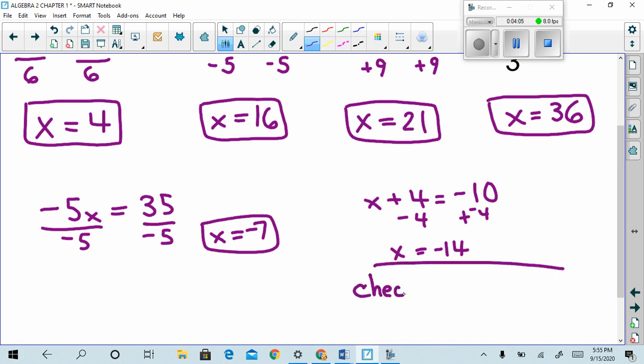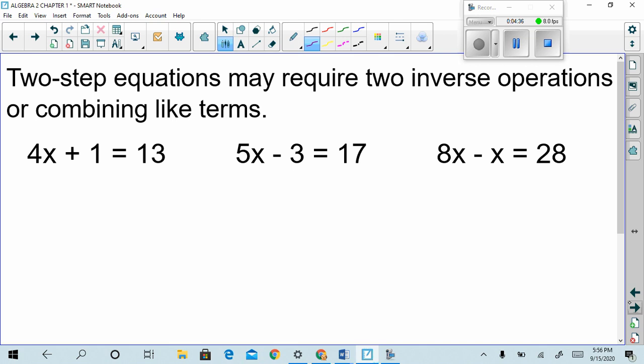To do a check, it's a substitution. Negative 14 plus 4. What does that equal? Well, when the signs are unlike, I subtract. If I subtract 4 from 14, I get 10. Keep the sign of the greater absolute value. It checks. That's our one steps. And again, they can get a little harder if the numbers are higher or the signs are unlike, but for the most part, straightforward. We then go to the two steps.